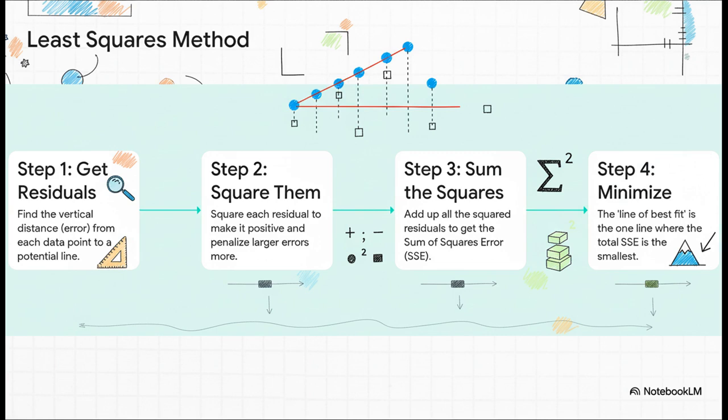Now, why do we do that? Well, it does two really important things. It makes all the errors positive numbers, and it heavily punishes the bigger errors. A point way off the line counts a lot more against you. Third, you add up all those squared numbers. And finally, the line of best fit is the one unique line where that total sum is the absolute smallest it can be. It's literally the line that is the least wrong.